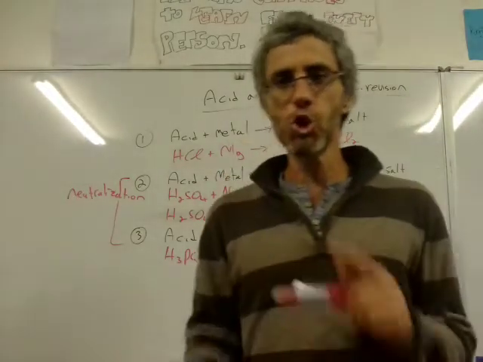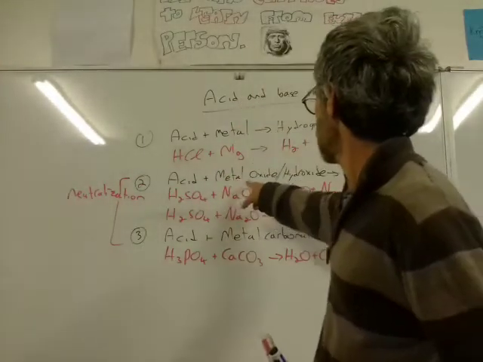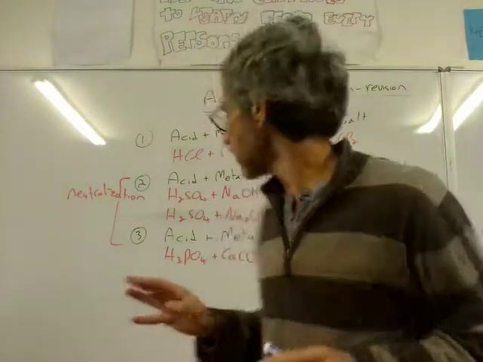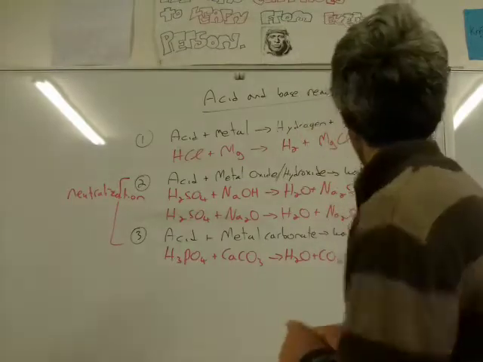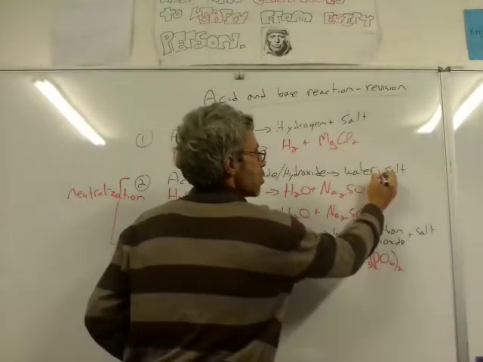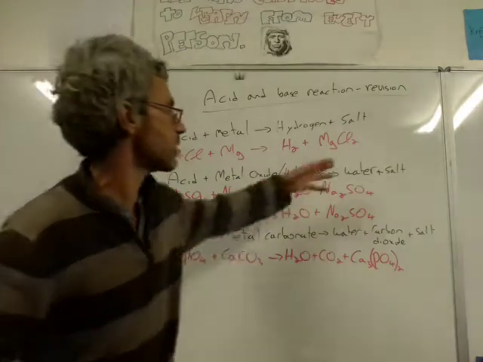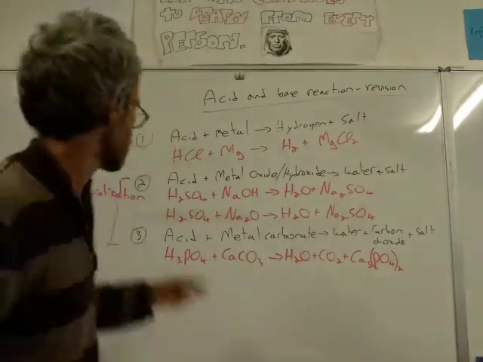So we've got 2 possibilities. Either we're reacting the acid with metal oxide or hydroxide. They're both bases. In either case, what we're going to get is water plus salt. So instead of hydrogen and salt, we're going to get water and salt. Let's look at the examples.